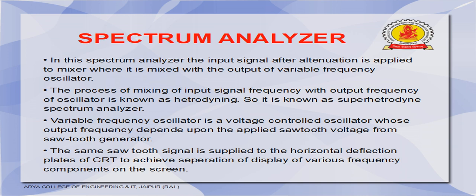After attenuation, the signal is applied to a mixer where it is mixed with the output of a variable frequency oscillator. The variable frequency oscillator is a VCO, or voltage controlled oscillator, whose output frequency depends upon the applied sawtooth voltage, which it receives from the sawtooth generator. The process of mixing the input signal frequency with the output frequency of the oscillator is known as heterodyning, and that is why this type of spectrum analyzer is also known as a superheterodyne spectrum analyzer.